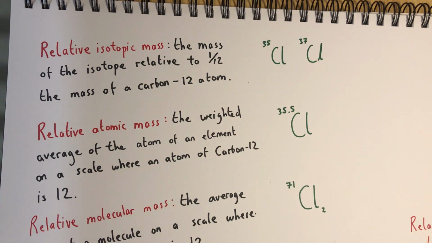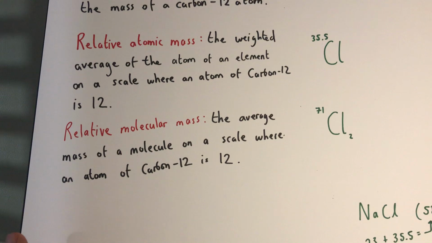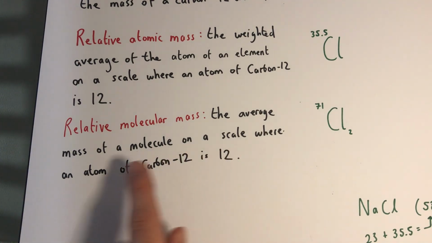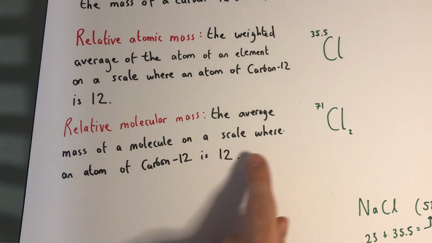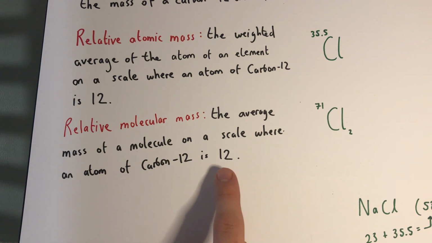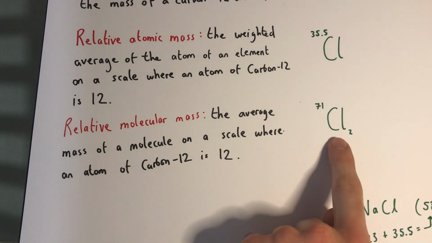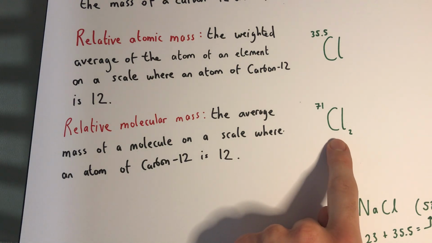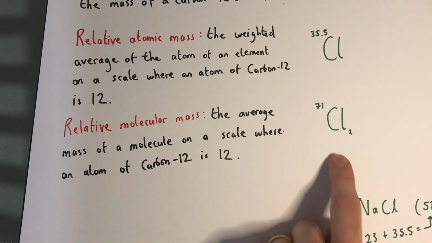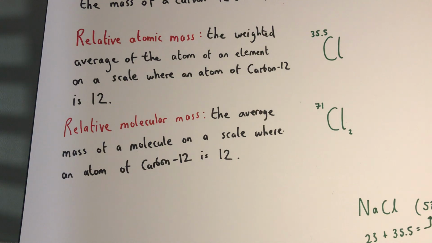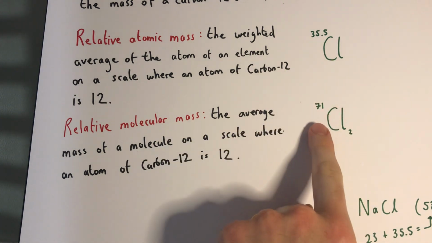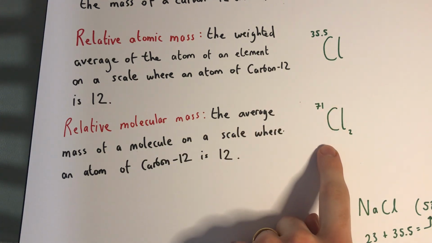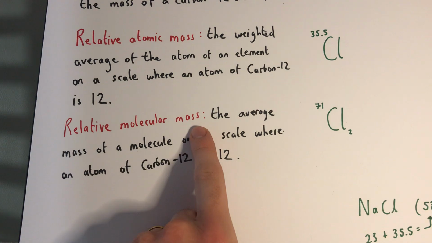Relative molecular mass. So this is the average mass of a molecule on a scale where an atom of carbon-12 is 12. So now we're looking at a molecule, for example, Cl2. That's a molecule. So combining two of the atoms together, we get a value of 35.5 times 2, which is 71.